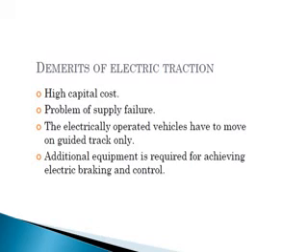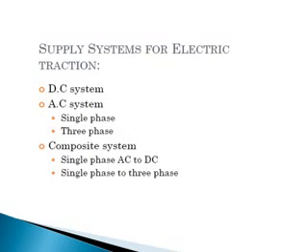We can move our drive in a fixed track. Fixed railway path is there, and our railway engine can move on that track only. Additional equipment is required for achieving the electric braking and control. Definitely, electric braking is a very huge portion, and it is very essential for moving traction, electrical drive, and that control of electrical braking and control is very important for any kind of traction system.